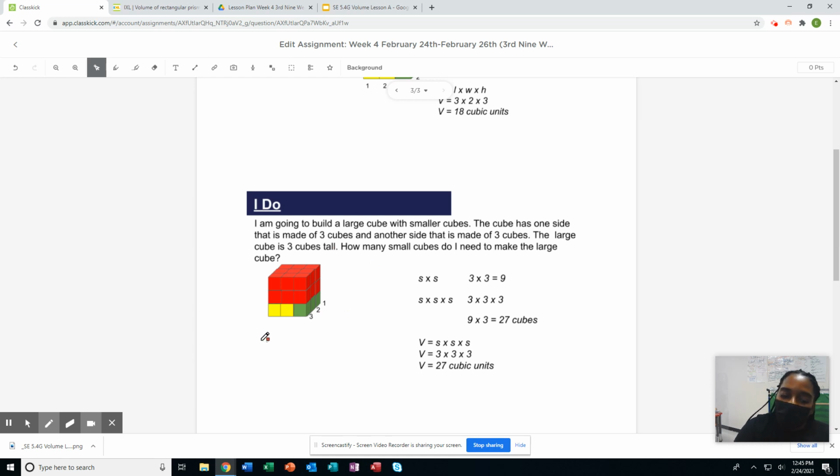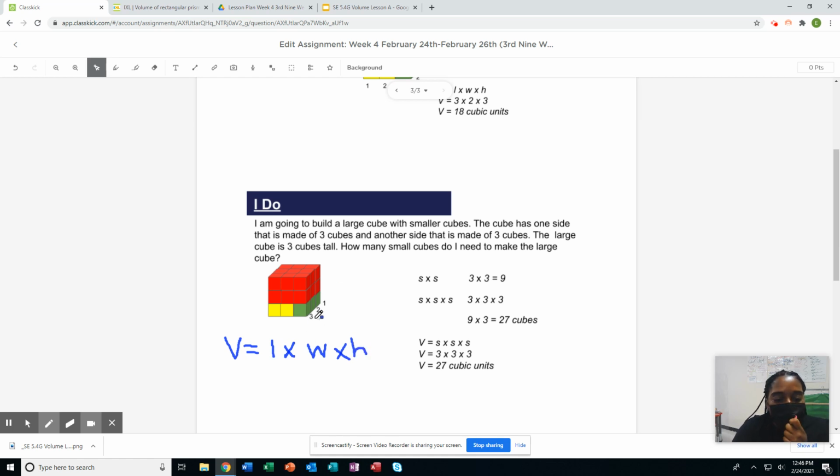Okay, so again, we're using the same formula. Our formula is volume equals length times width times height.